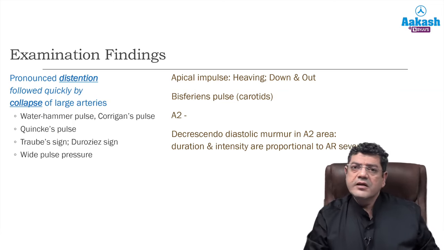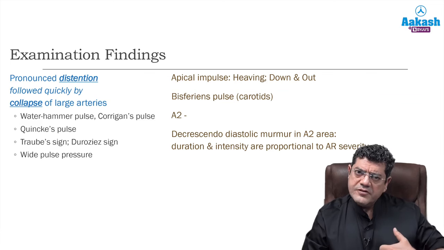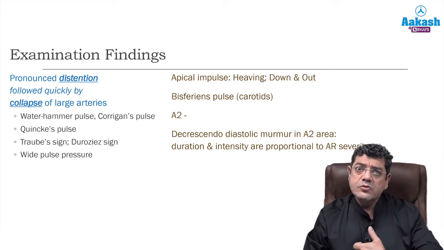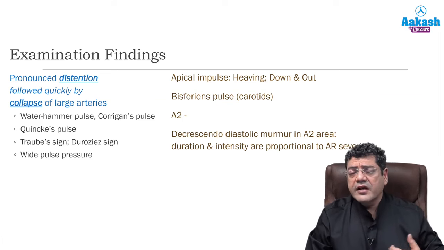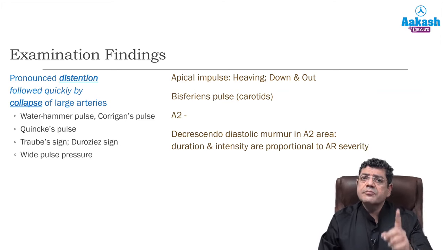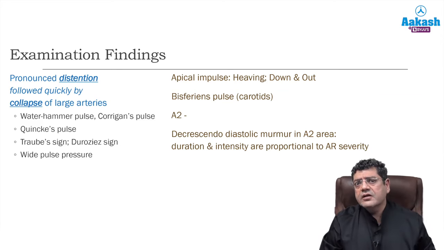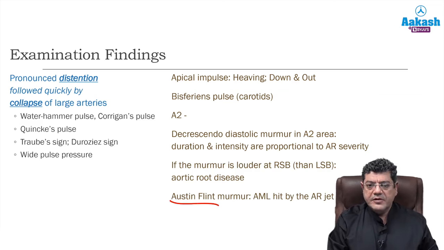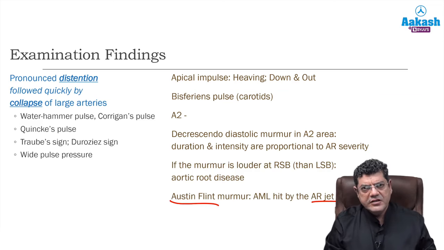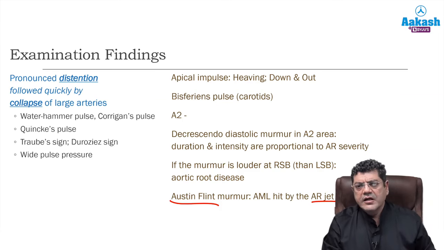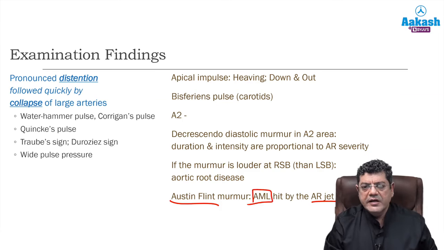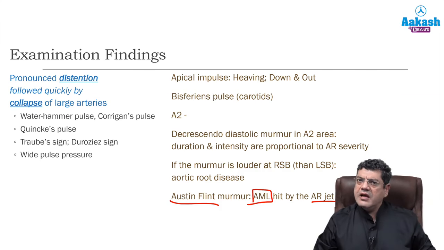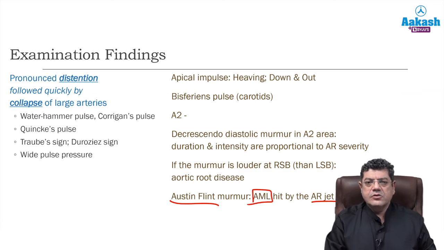If this murmur is more prominent on the left side of the sternum, you're dealing with valve disease. If it's more prominent on the right side than the left side, you're dealing with disease that's predominantly affecting the aortic root, right? And you might hear an Austin Flint murmur. That's because the regurgitant jet from the aorta hits the anterior mitral leaflet. So it's a functional murmur. It does not imply that the patient also has mitral stenosis.